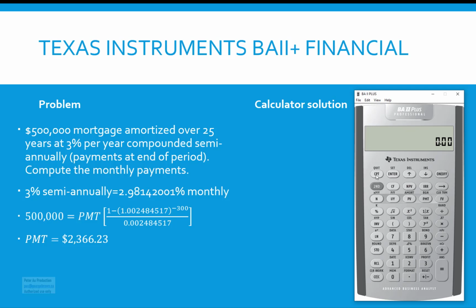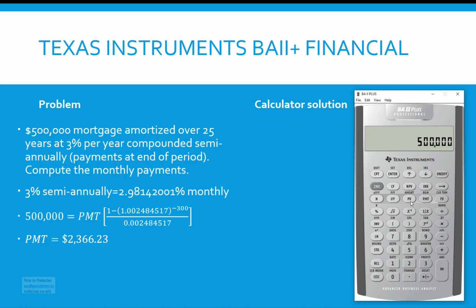Second, quit. 25 years, monthly payments, 300 payments. 300, N. The interest rate is 3% per year compounded semi-annually. Press 3 and I/Y. The calculator will convert to 2.9814201% compounded monthly. The present value is $500,000.